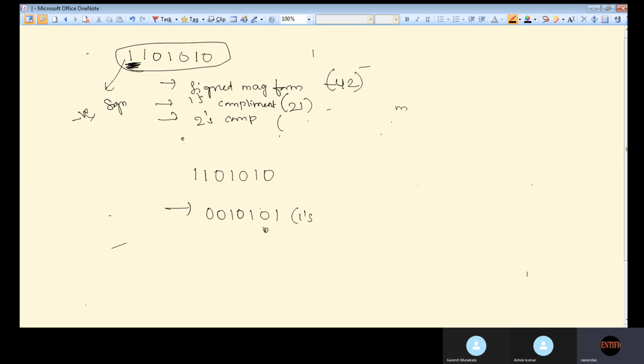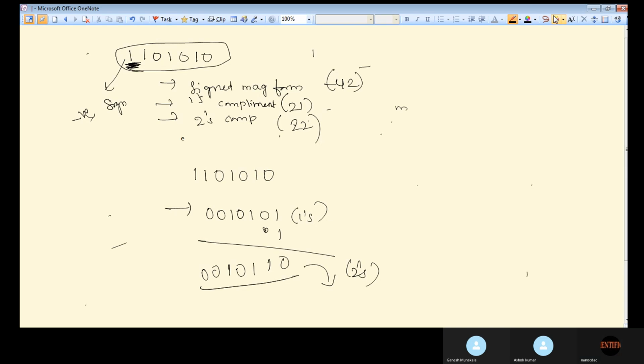So next, write the 2's complement. Write the 2's complement. What is the equivalent if you write in 2's complement? 0 1 1 0 1 0 0. Okay, this is the 2's complement, right? What is the 2's complement equivalent? It will be equal to 22. Okay, it will be 22.